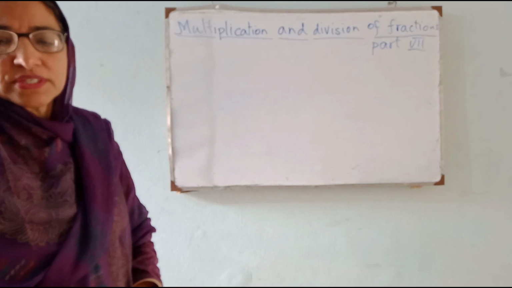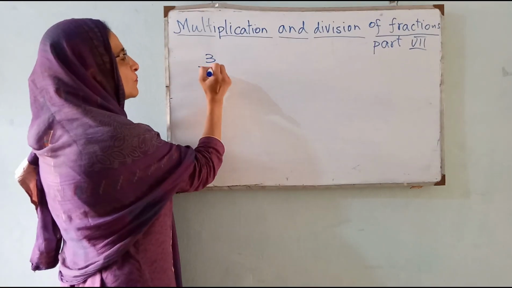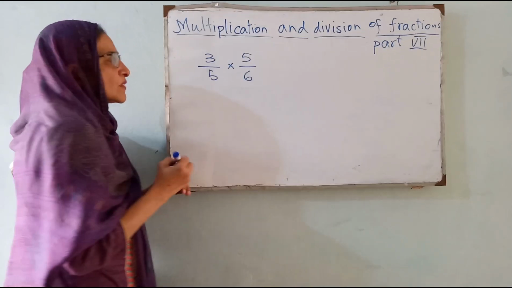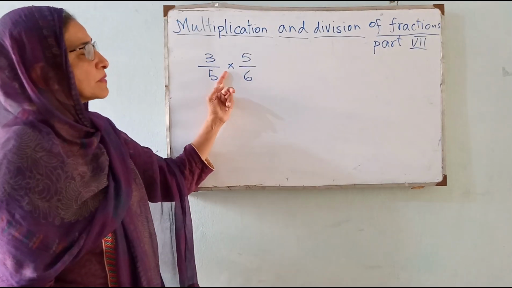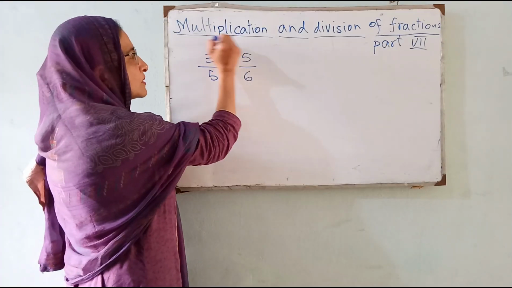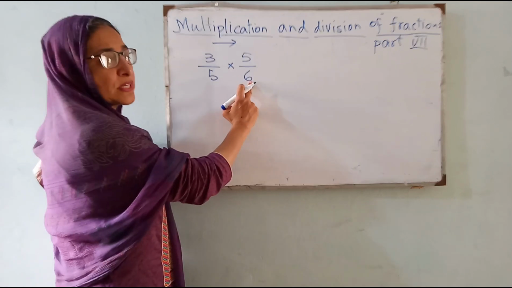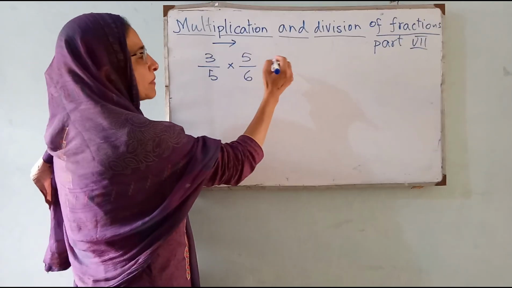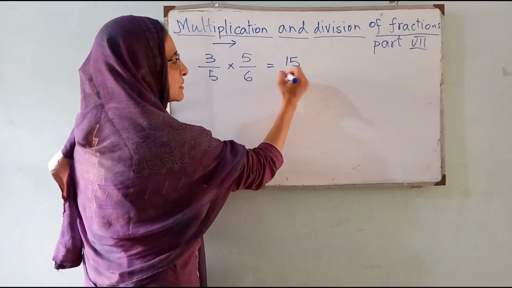To do questions related to multiplication and division of fractions, for example, suppose I have two fractions, 3 by 5 and 5 by 6. What is between these two fractions? There is a multiplication sign. So when we have a multiplication sign, I told you that we have to multiply the numerator with the numerator and the denominator with the denominator. If I multiply, 3 multiplied by 5 is 15, and 5 multiplied by 6 is 30.